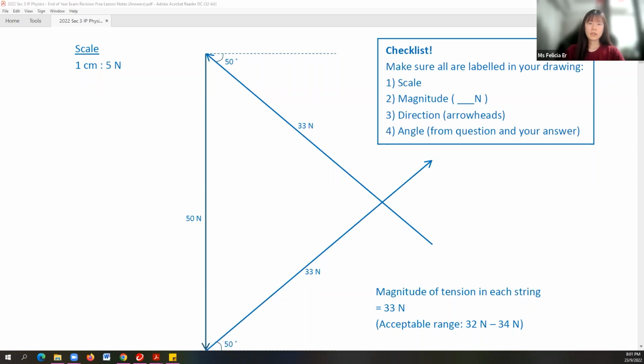Okay, so I think I shall move on. Sorry, due to time constraint, I really need to move on because today I need to finish 3 chapters in 2 hours, which is quite chiong. Okay, so let's move on to the next question.